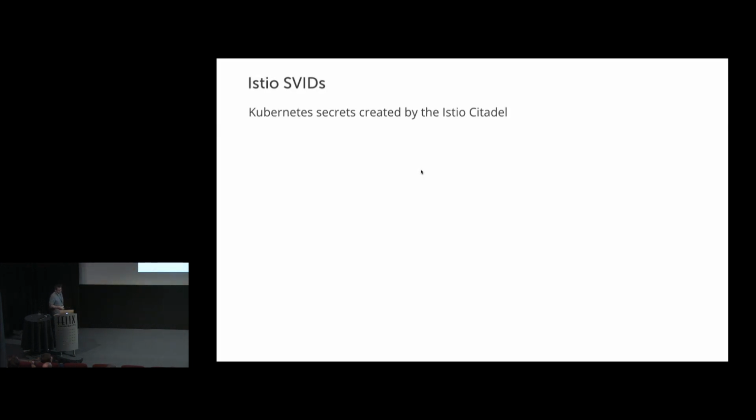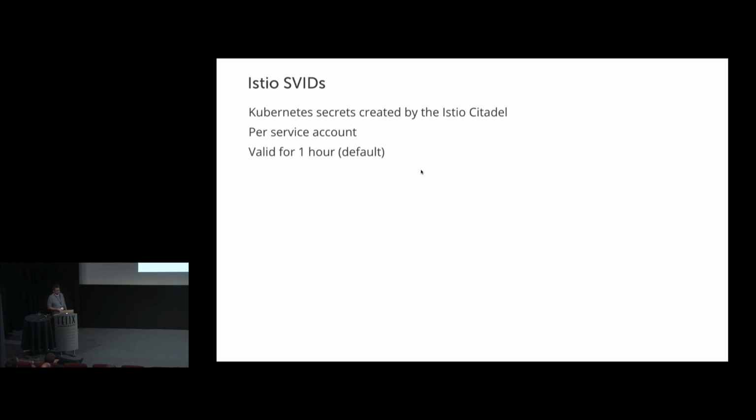So these SVID documents in Istio are created by this Citadel. It's per service account. So it's not really tied to the workload as such, but as long as we run each deployment with a unique service account, this works as intended.